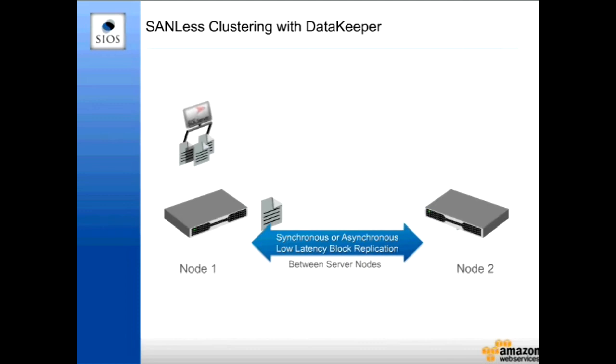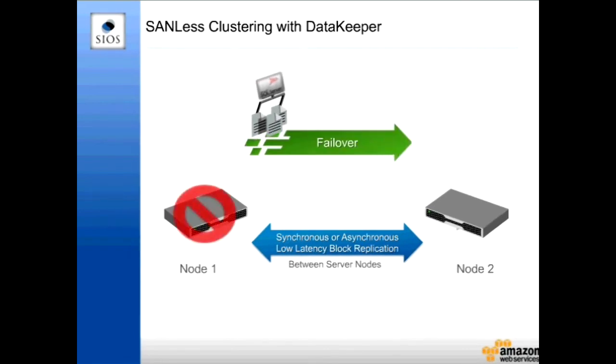So just like you would expect in your traditional SAN-based cluster, you've got your multiple nodes in the cluster, SQL servers running on your active node, and let's say there's a failure. So your primary server fails. As you would expect, the cluster would fail and it would bring your database back online on the standby cluster node.